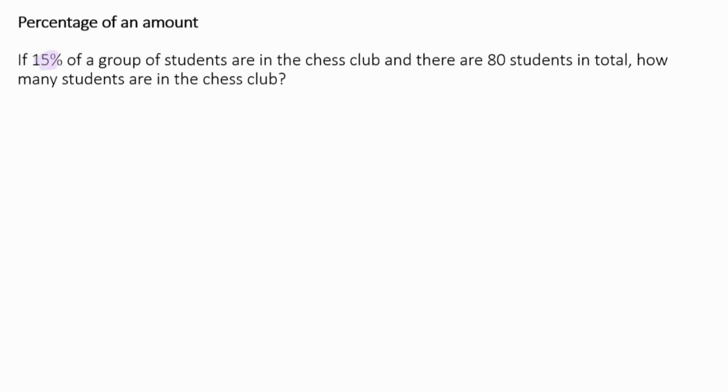So we know that 15% of these students are in chess club and there are 80 students in total. So to find how many students are there in the chess club, we have to find 15% of the 80 students. To do this, we can first find 10% and then add it on to 5% of 80. So to find 10% of 80, we are going to do 80 divided by 10, which gives us 8 because these zeros cancel out. And to get 5%, we are going to half our 8 because 5 is a half of 10. So 8 divided by 2 gives us 4.